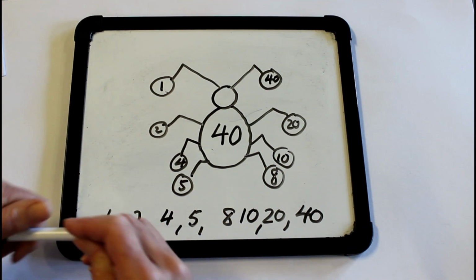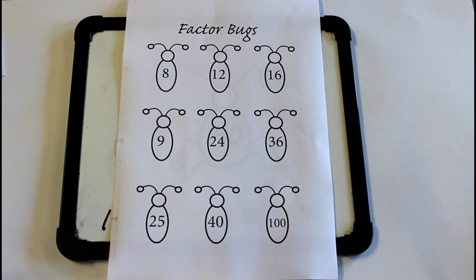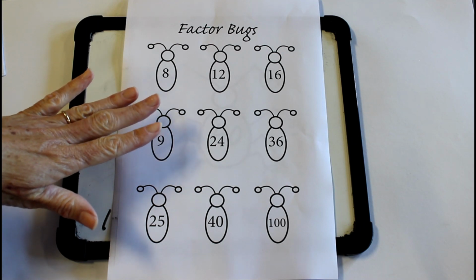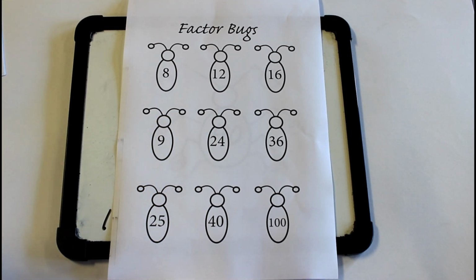So this is the sheet that you're going to get today. See if you can create legs, maybe some tails, maybe not many legs, maybe lots of legs, and see if you can create the correct legs for these factor bugs. So that's your job today. Good luck.